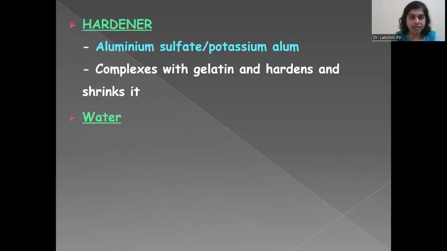The last component is your hardener, which is aluminium sulfate or potassium alum. Like I told you in the initial stage, the gelatin of your X-ray film is basically softened to facilitate apt dissolution of the components of your developer and fixer into this emulsion. Here we have a hardener which will basically harden the gelatin, so that it is protected from any sort of mechanical abrasion up to an extent. Similar to your developing solution, your fixing solution is also water soluble, and all these components are basically dissolved in water.